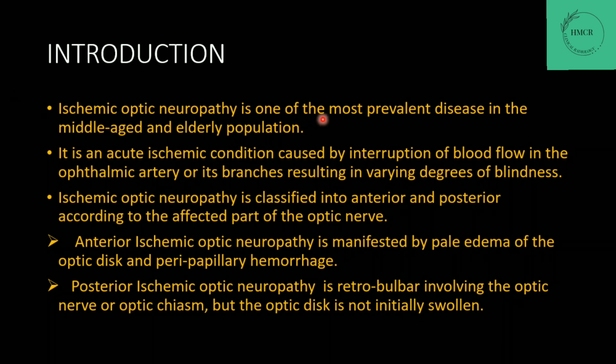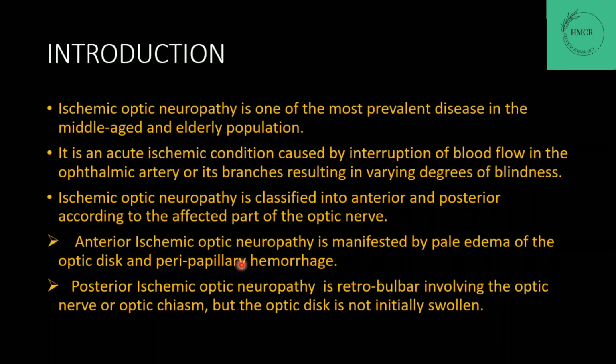Ischemic optic neuropathy is one of the most prevalent diseases in the middle-aged and elderly population. It is an acute ischemic condition caused by interruption of the blood flow in the ophthalmic artery or its branches, resulting in varying degrees of blindness. Ischemic optic neuropathy is classified into anterior and posterior according to the affected part of the optic nerve.